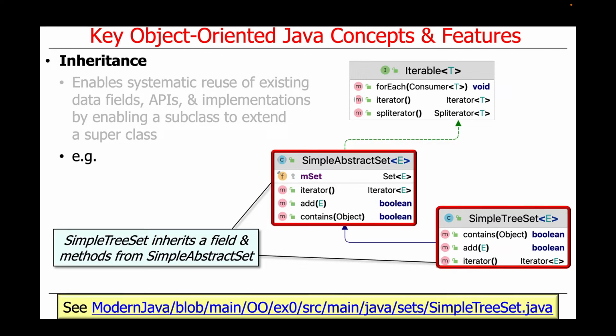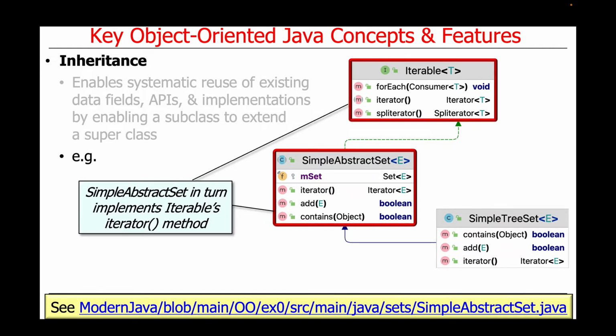In particular, simple tree set is a subclass that inherits a field as well as the methods from simple abstract set. You can see the field is the actual set reference that it stores in simple abstract set, and then the various methods are iterator, add, and contains. In turn, simple abstract set implements the iterator method defined in the iterable interface, which is also another example of inheritance.